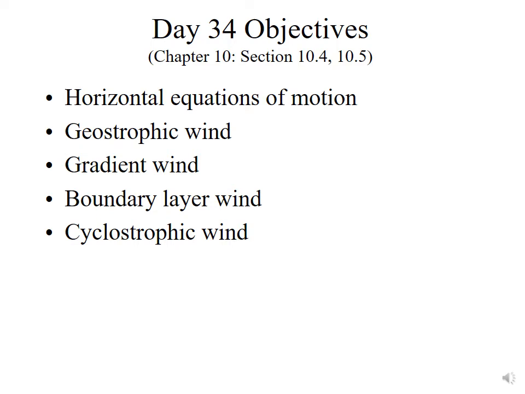Welcome to ATMOS 5000, day number 34. We're focusing in on the Stull Chapter 10, sections 10.4 and 10.5. We're going to be looking at the horizontal equations of motion and putting equations on the different components of the horizontal equations of motion, and then we will look at balances that can happen in the horizontal with regards to the geostrophic and gradient winds, what happens in the boundary layer when we add friction, and a special type of wind balance called the cyclostrophic wind.